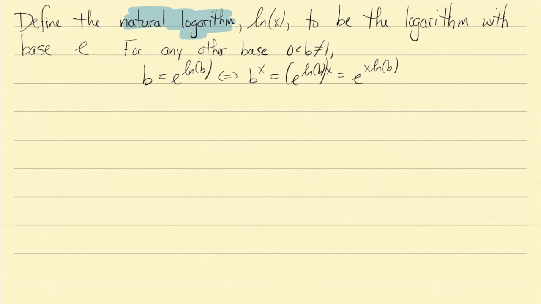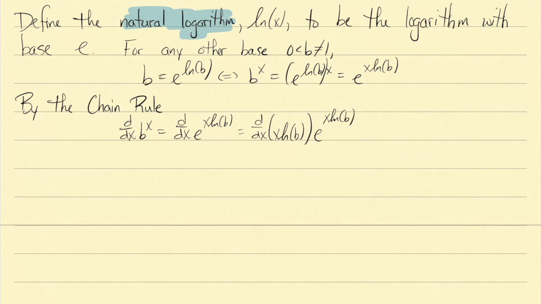So if we want to compute the derivative of an exponential with an arbitrary base, we can simply compute the derivative of the right-hand side using the chain rule. We remember that ln of b is simply a number. So x times ln of b is actually a line with slope ln of b. That is, the derivative of x ln b is simply ln b.